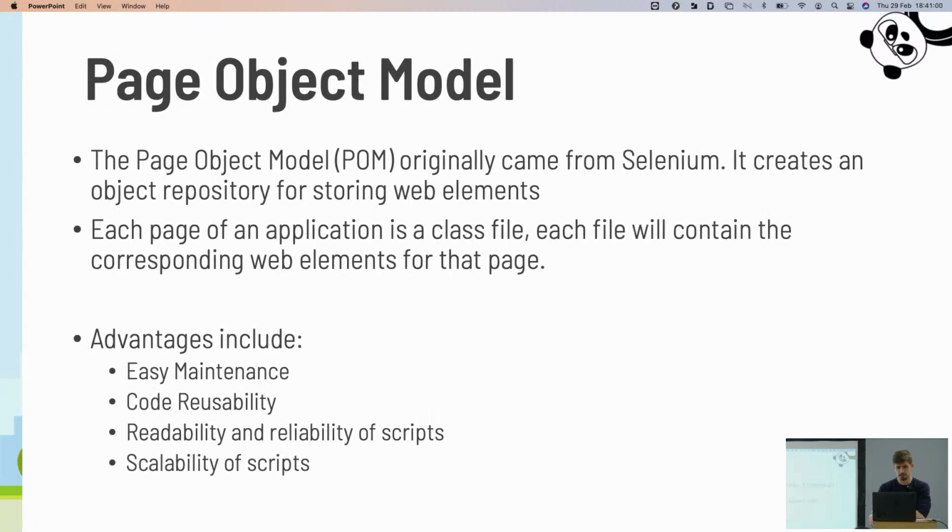Now onto the page object model. The page object model is a concept that originally came from Selenium. By creating an object repository for calling in web elements, you can reduce code duplication and make maintenance easier. In the page object model, each page of an application is a class file, which contains the web elements for that page, and then that can be imported into our step definitions.